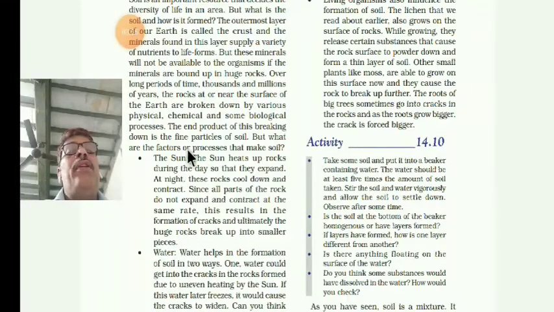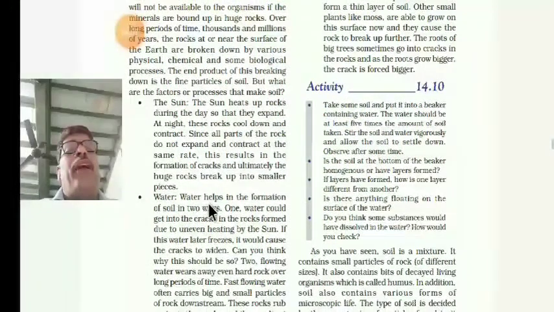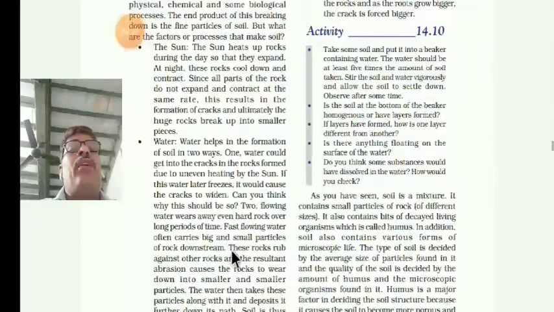This is the way soil formation happens. These are the factors. And the second one is water. Water helps in the formation of soil in two ways. The first one is that water gets into the cracks. First, water goes into the cracks in the rocks formed due to the uneven heating by the sun. You know that the sun is also producing heat. If this water later freezes and expands, it causes the cracks to widen. So in this way, water is helping in soil formation.